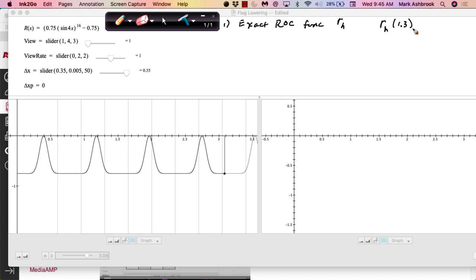And it's perfectly good on its own, but if you had the function, so this is actually this function right here, if you had it, you could find a value by using the formula. But you could just write r sub h of 1.3, and you don't have to find the value. It still stands for that value, okay? All right, so that's our exact rate of change function, r sub h.